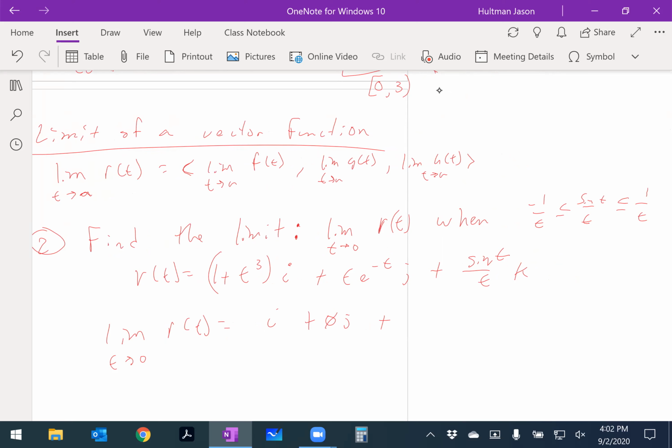How do I know that that's true? Because isn't sine between negative 1 and 1? Does that make sense? Isn't the sine between negative 1 and 1? That's the range, right? I mean, if you think about it, isn't sine bounded by negative 1 and 1? Yeah. Right?